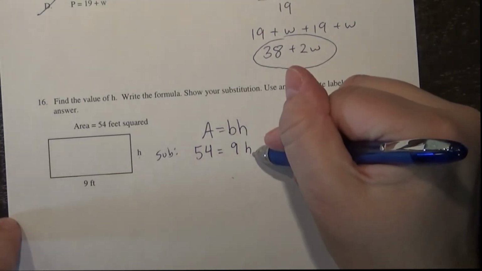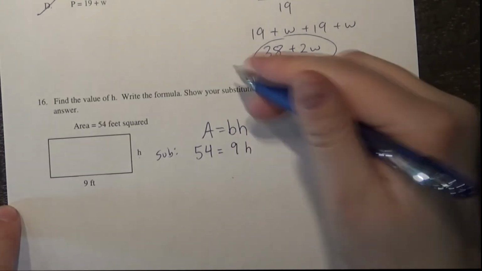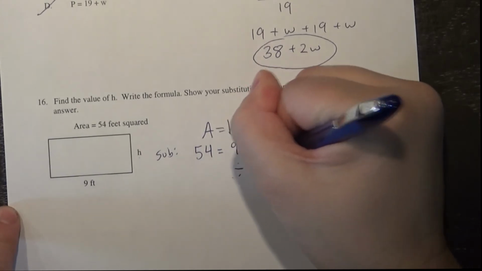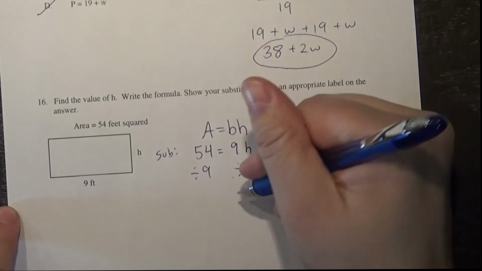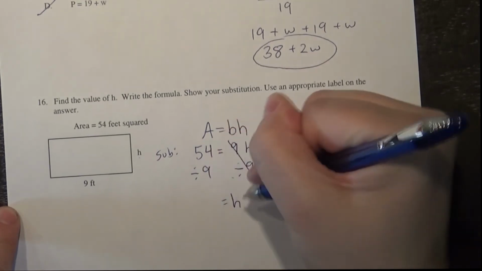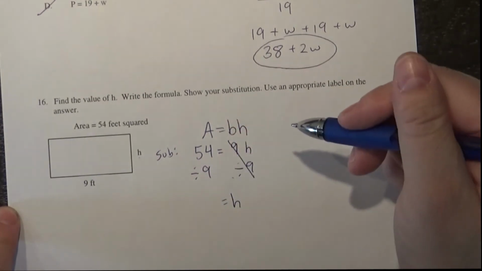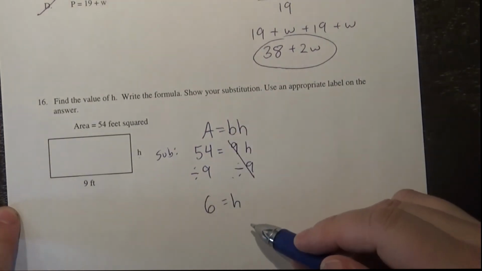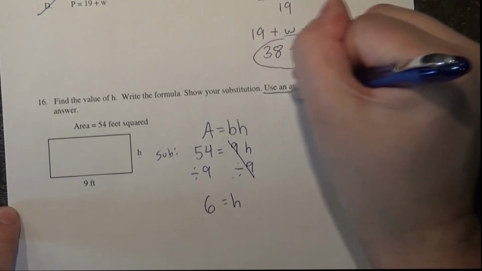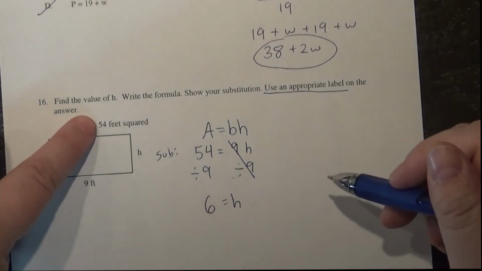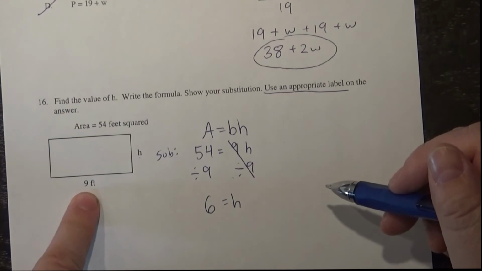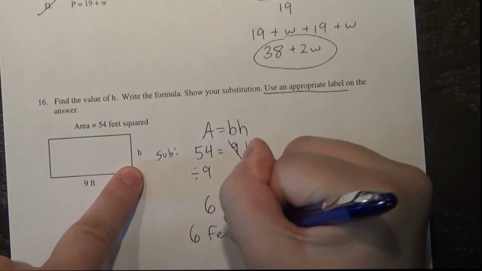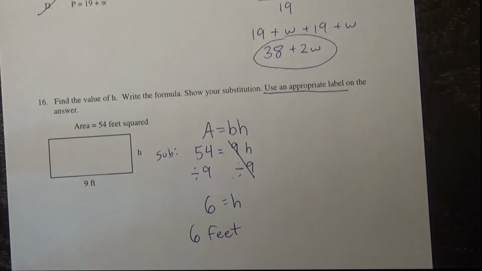So what's keeping the h from being alone? This 9 times h. So I'm going to use my inverse operations, and I'm going to divide away the 9 on both sides. That 9 cancels out. I'm left with just the height. 54 divided by 9, that's 6. So the height equals 6. Now here's where we have to be careful because it says use an appropriate label. If it's 54 feet squared, the base is listed as feet. Our height will also be feet. So it's 6 feet. The height is 6 feet.